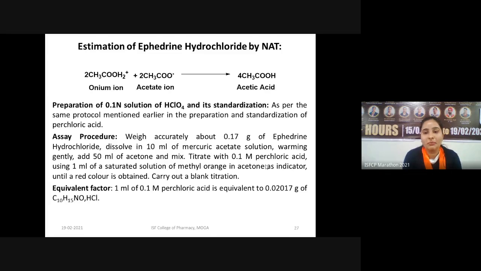For example, if we use 20 ml, we will just multiply 20 by the equivalent factor, that is 0.02017 gram, and we will come to know the amount of ephedrine hydrochloride which is present in the unknown sample. Hence the estimation of ephedrine hydrochloride can be done.